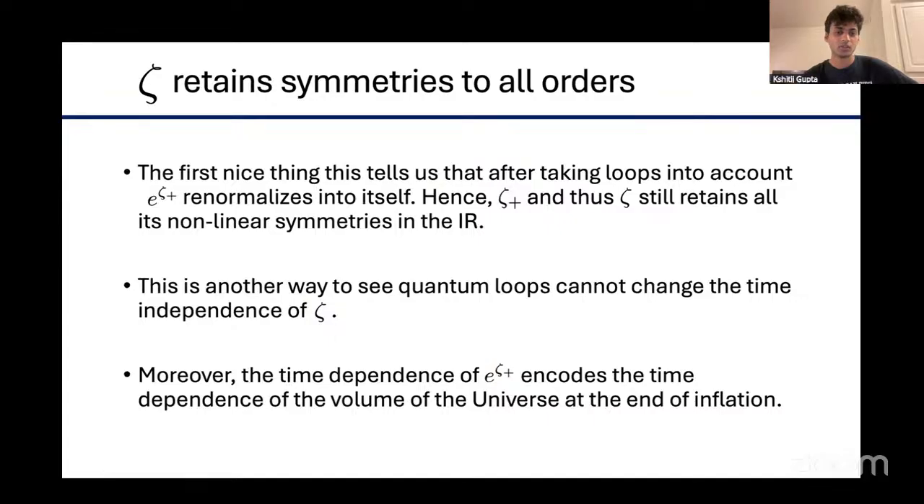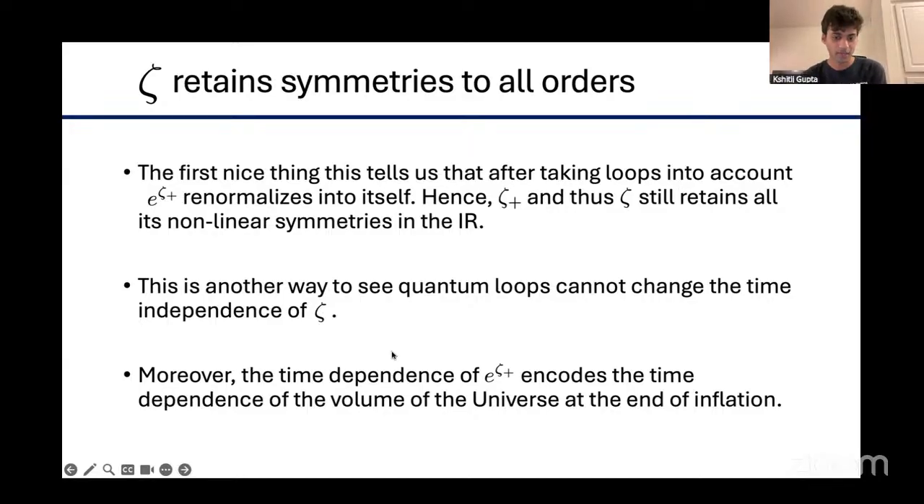Great. So this is a nice result because we learned that e to the zeta plus renormalizes into itself. So this means that zeta plus and hence zeta still retains all of its symmetries in the IR. And this is another nice way to see that quantum loops cannot change the symmetries of zeta, and hence it cannot change the original intuition, which told us that zeta should be time independent outside the horizon.